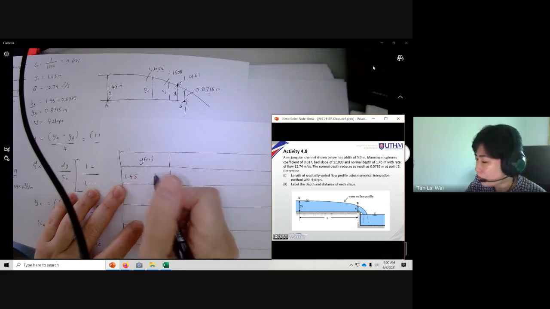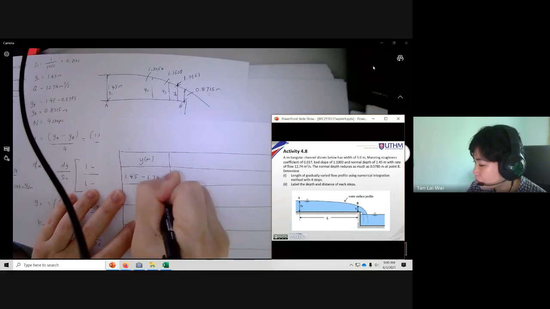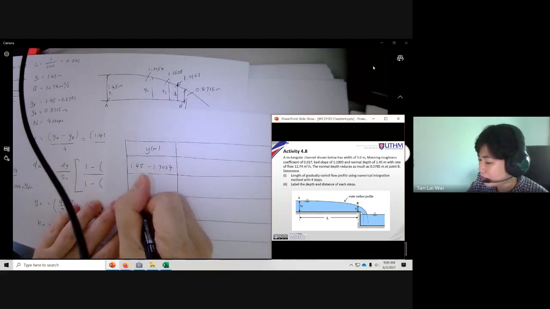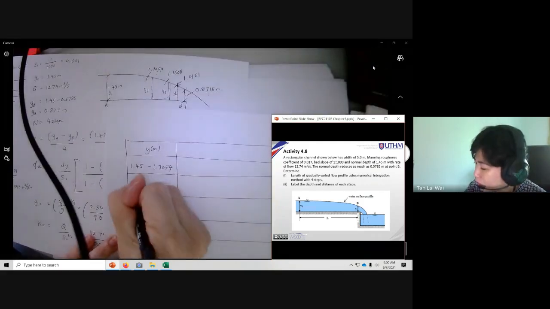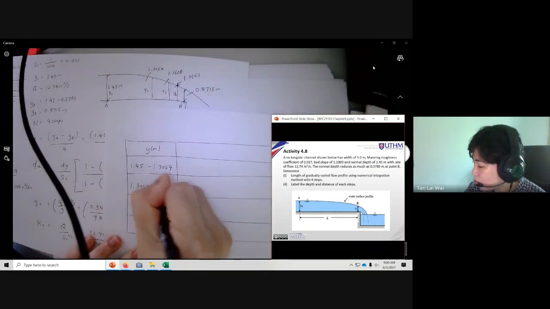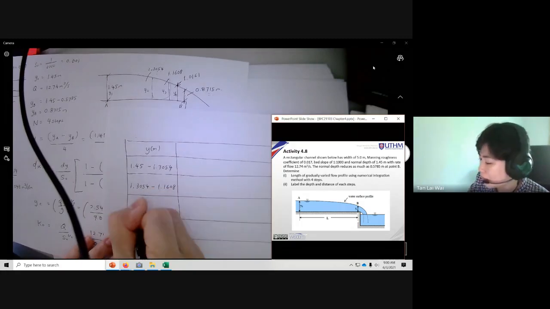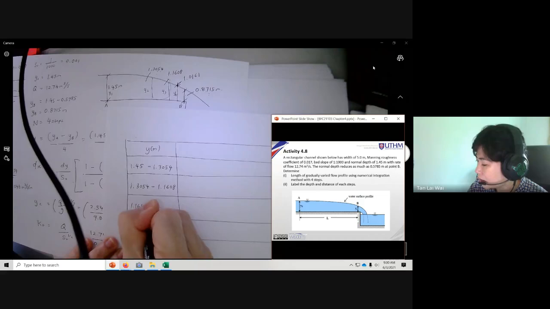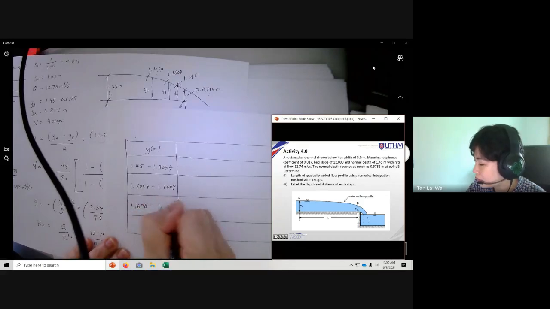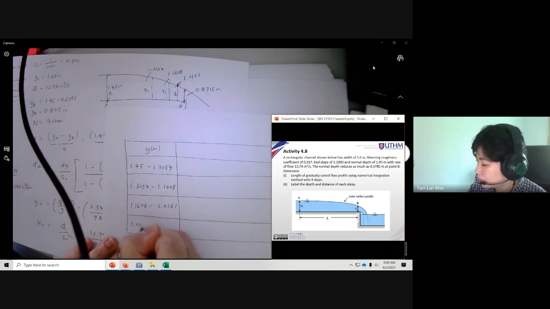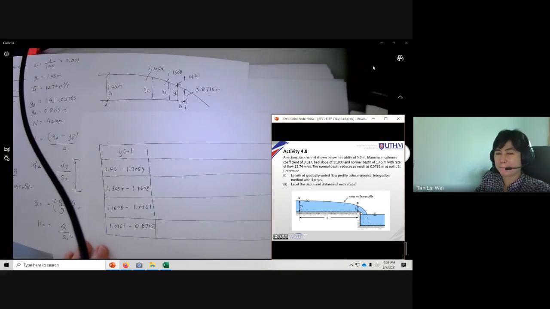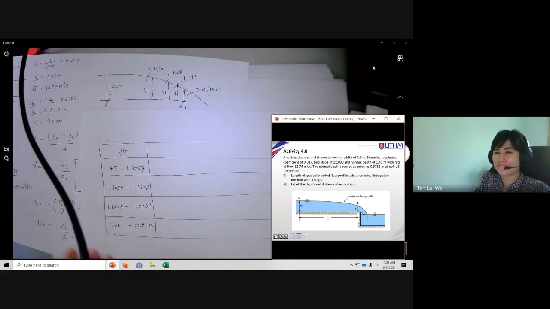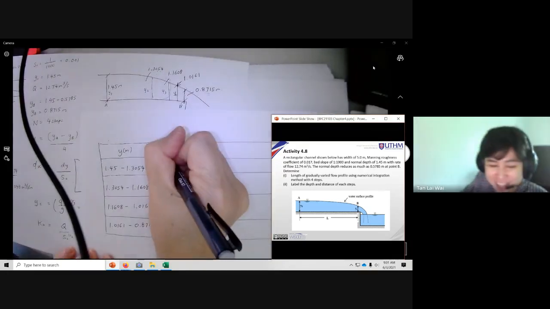Now, 1.45 to 1.3054. Then from this portion here, 1.3054 to 1.1608. Then I have the next part. So far, okay, guys? So far, so good? Yes, sir. Okay, great.